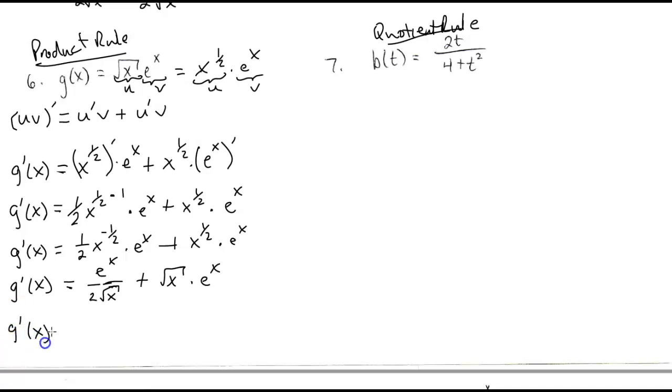Since I have a common factor of e to the x in both, I'm just going to go ahead and go one step further and just write it like this. And so it's okay to stop here, but you also can write it that way. So that is how we would use the product rule to take the derivative of a function that's made up of two functions being multiplied together.